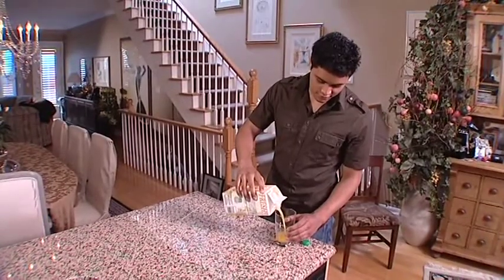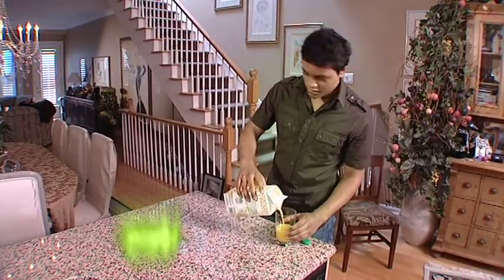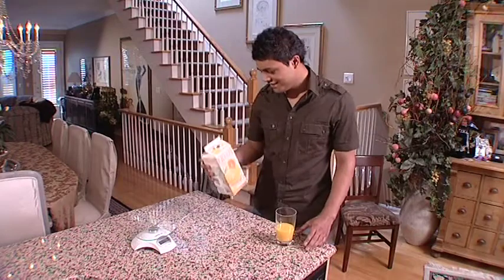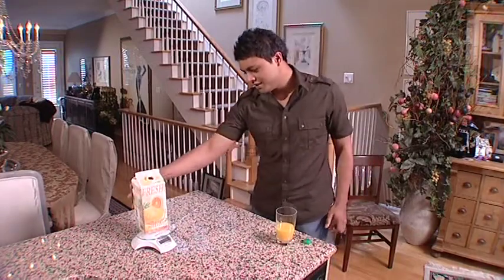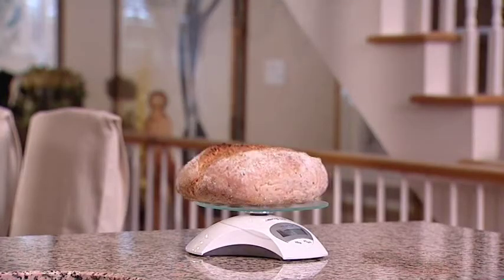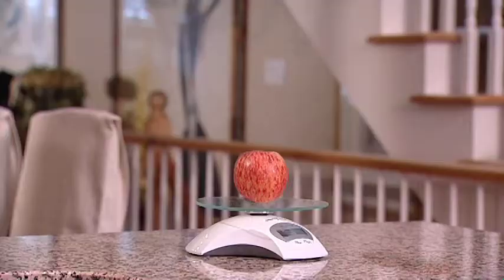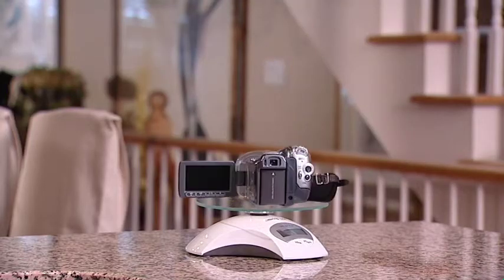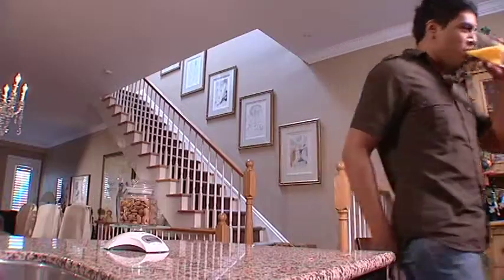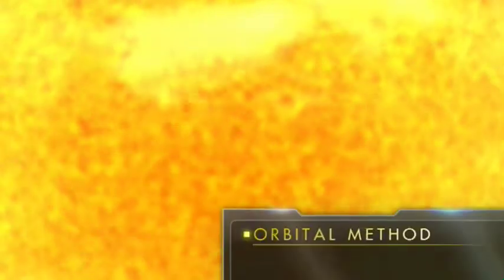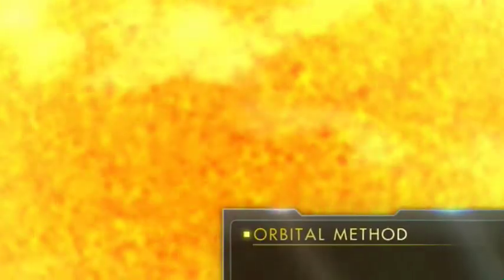It's easy to measure the mass of everyday items. A juice carton, a loaf of bread, an apple. But how do you measure the mass of something much, much larger, like the sun? To determine the sun's mass, let's use an approach we'll call the orbital method.